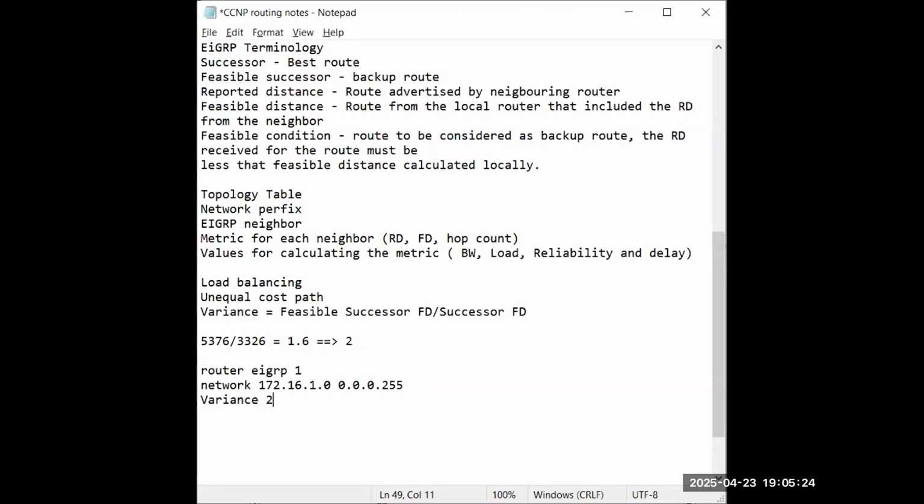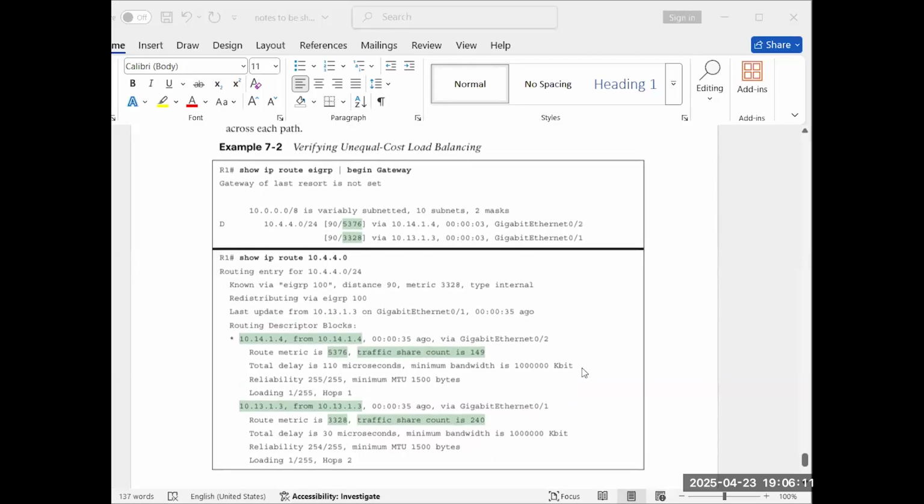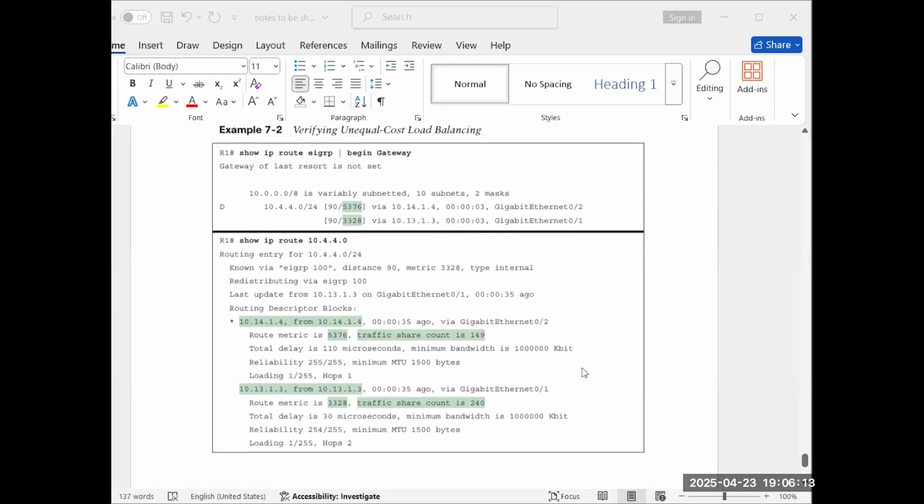So automatically, what is going to happen is it is going to load balance the traffic to the backup route as well. Let me put up a similar output which uses the variance multiplier. I'm sharing it in the WordPad. You're able to see my screen, right? Yes, ma'am. This is how the output will look.